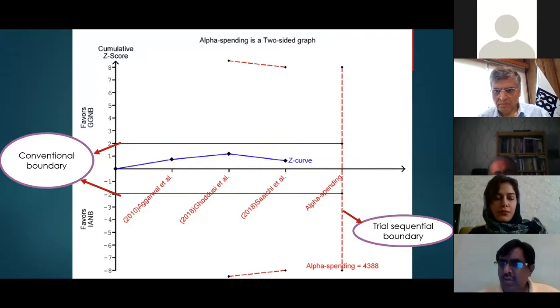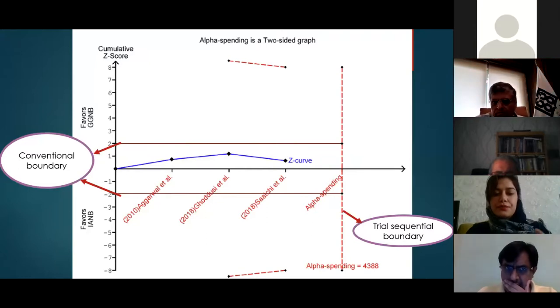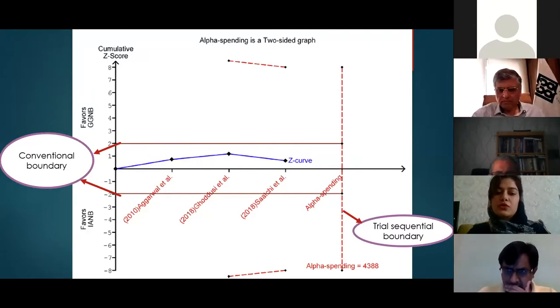Sorry, I can't get you. Sorry, what's the question? The conventional boundary can be adjusted by downwarding the p-value. So by a smaller sample size, the meta-analysis could be conclusive.